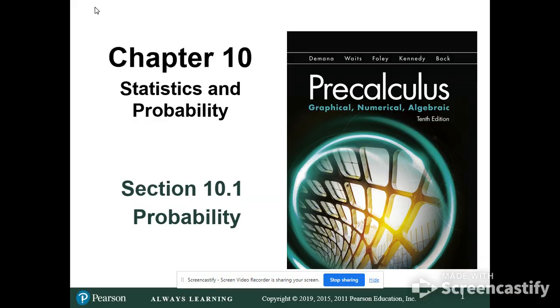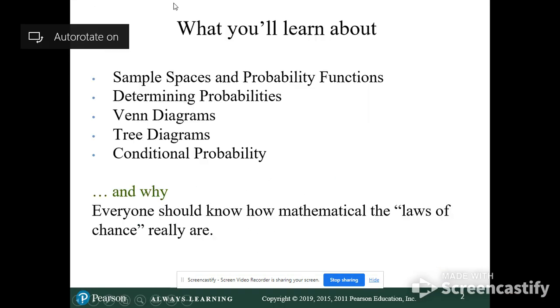Boom. All right. So we're only going to do 3 basic sections on probability and statistics. So close your lids right now.